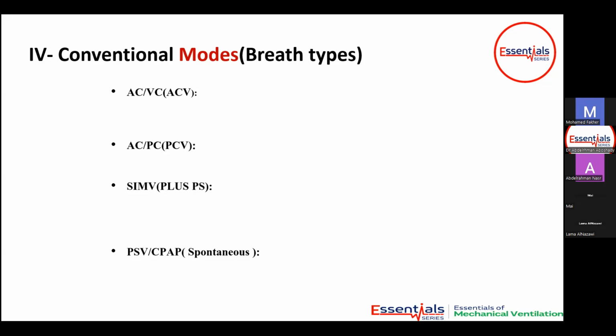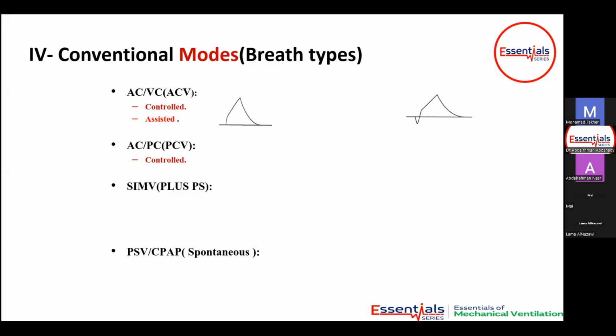The volume control mode, ACVC, whatever its name. When the patient does not trigger, it gives the patient a controlled breath. When the patient tries to trigger, he gets an assisted breath. So the ACV or the ACVC or the volume control mode only gives mandatory breath, either controlled or assisted. We just mentioned that the assisted in the literature is considered a mandatory.